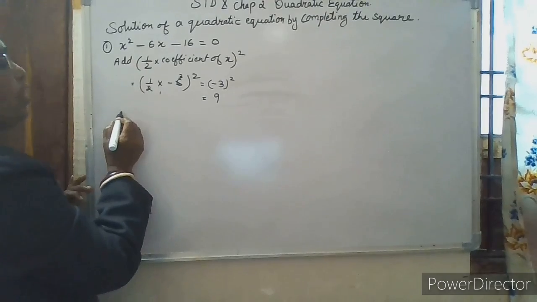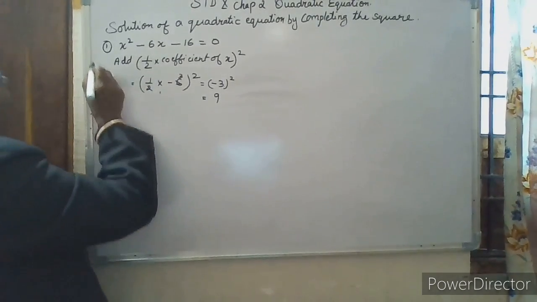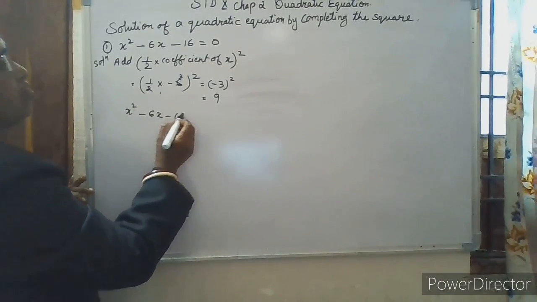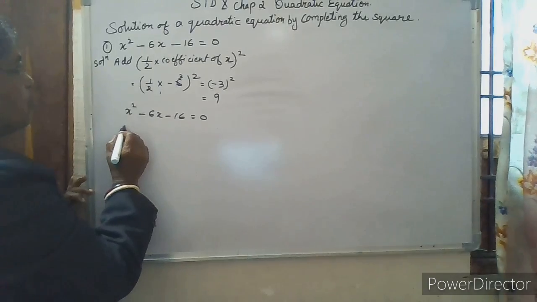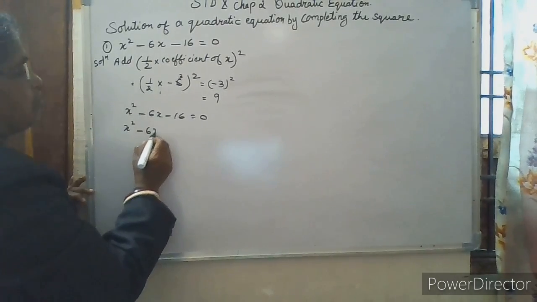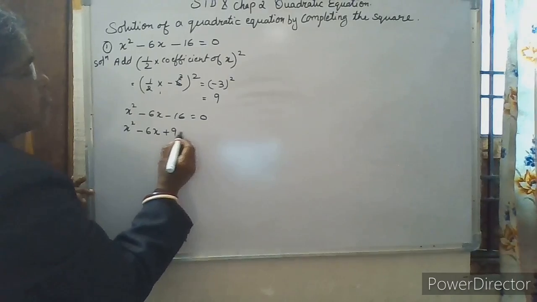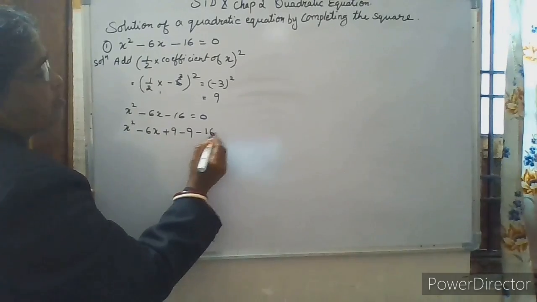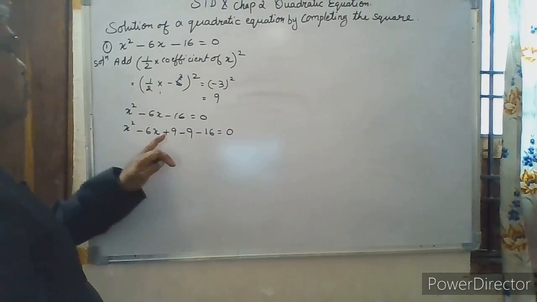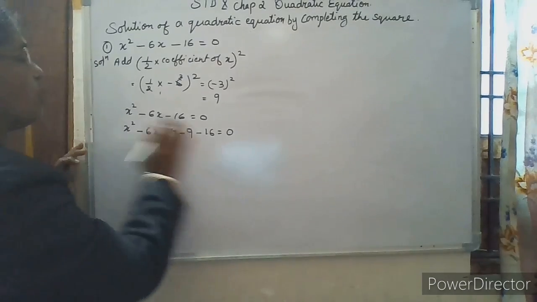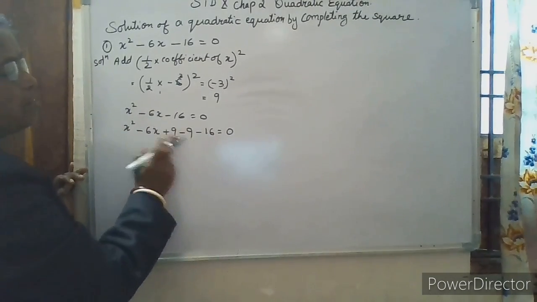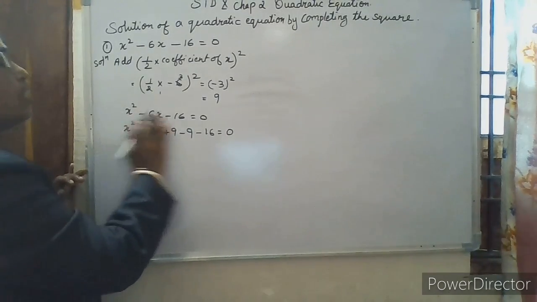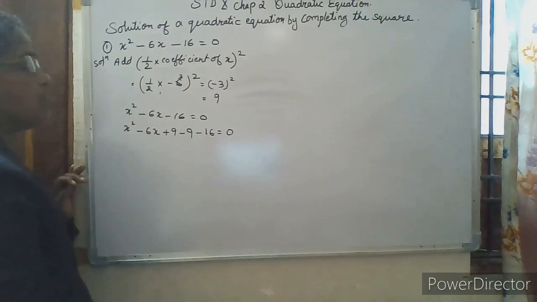Now look at this one. Take the question: x squared minus 6x minus 16 equal to 0. So after x squared minus 6x we write plus 9 minus 9, opposite numbers, then minus 16 equal to 0. When I put this plus 9 and minus 9, it makes no difference, because plus 9 minus 9 cancels. After adding these two numbers, the quadratic equation is not changed.